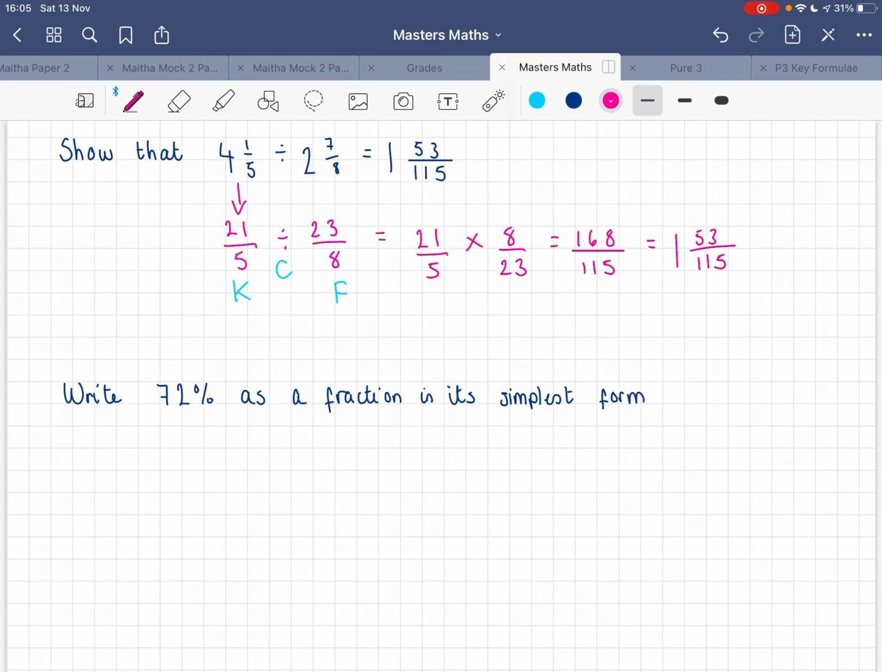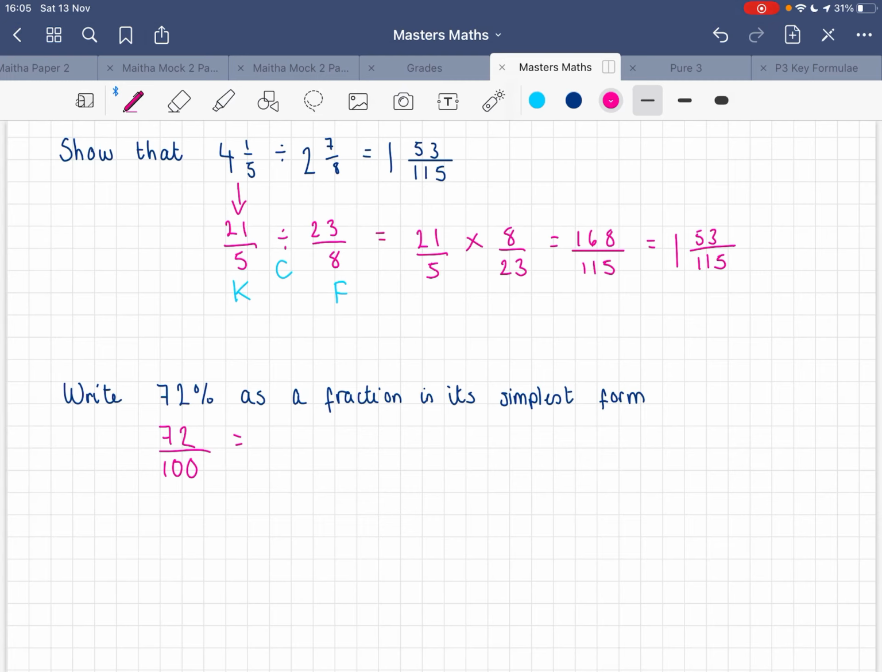We've got: write 72% as a fraction in its simplest form. Percent literally translates to out of 100. So we can write that as a fraction over 100 first, and then we can simplify it.